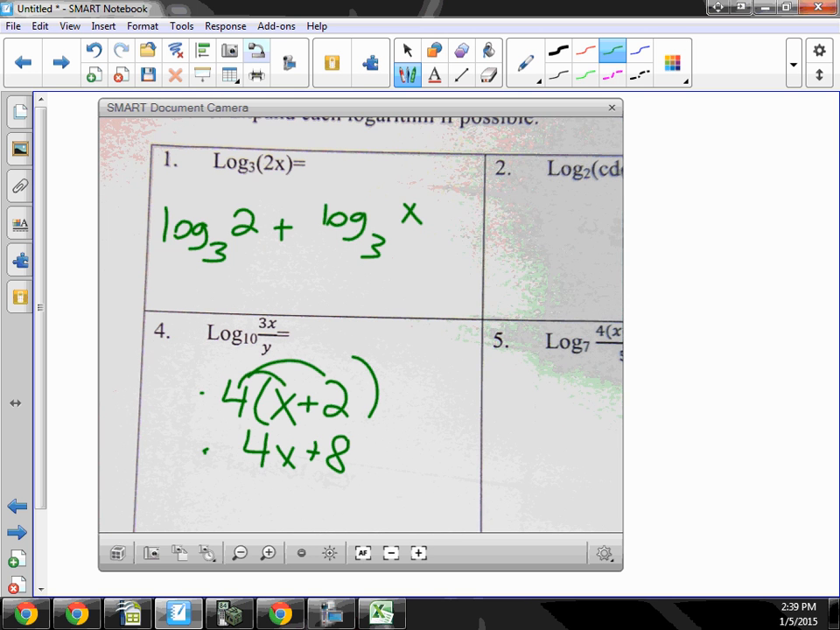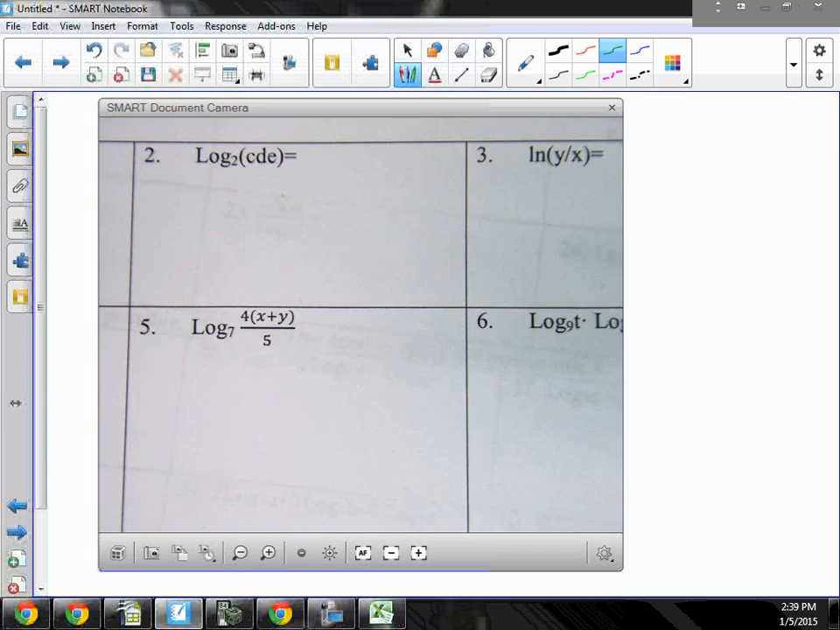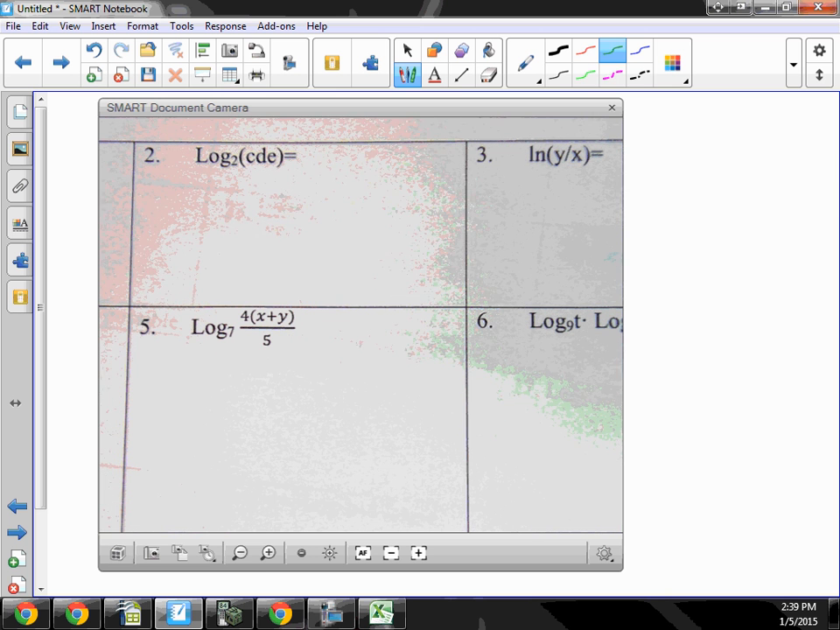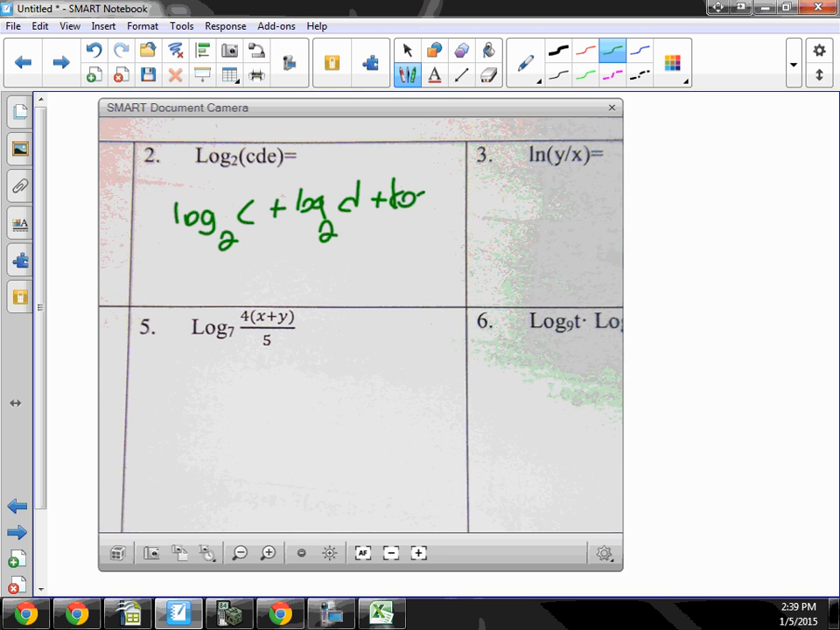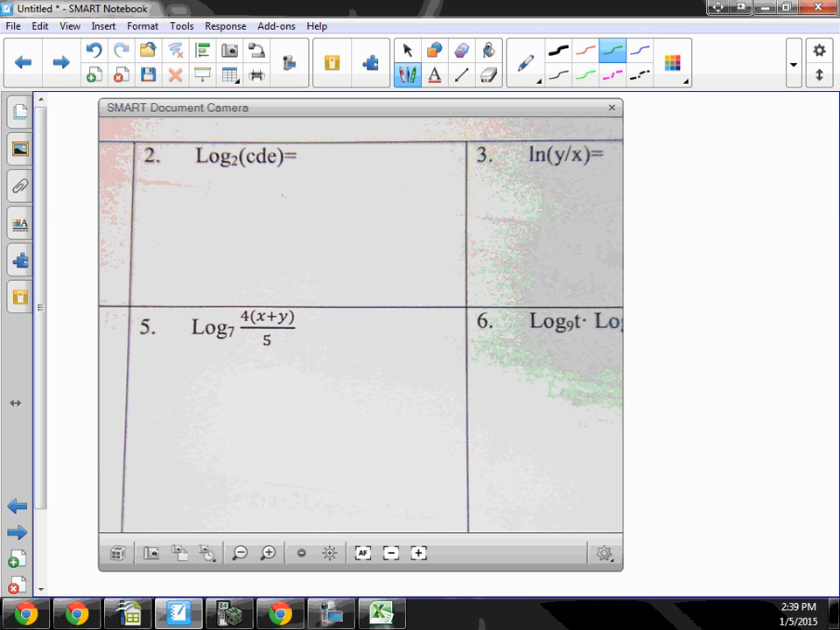Okay? Okay, number 2. We're just practicing putting them together and taking them apart. So number 2, I can use the product rule, and there are going to be 3 logarithms. What are the signs of those? They're all positive. So log base 2 of C plus log base 2 of D plus log base 2 of E. So we're just practicing the product rule. Hang on. Don't get ahead of me.